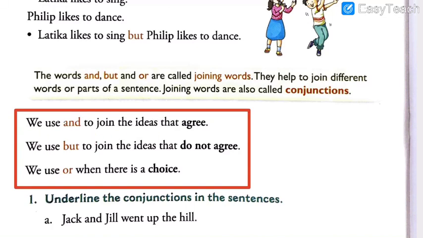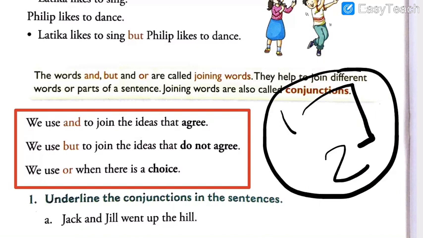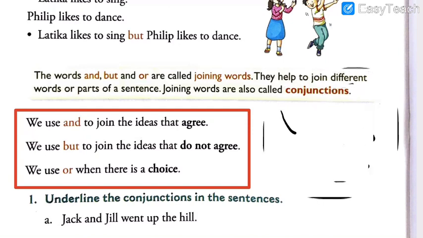We use and to join the ideas that agree. Say for example, in sentence 1 and in sentence 2, if they have the same idea, we can make the connection between them by using and. By using and, we can make a good connection. We can even shorten the size of the sentence.